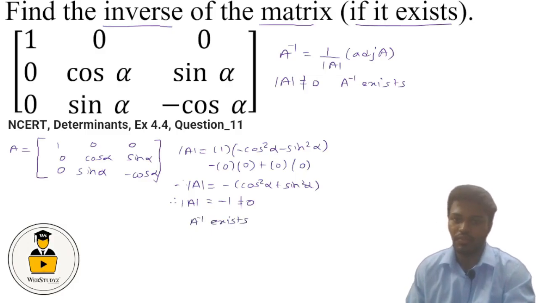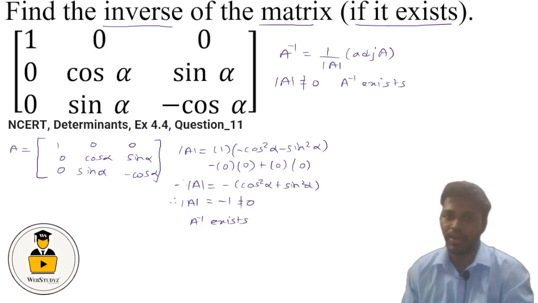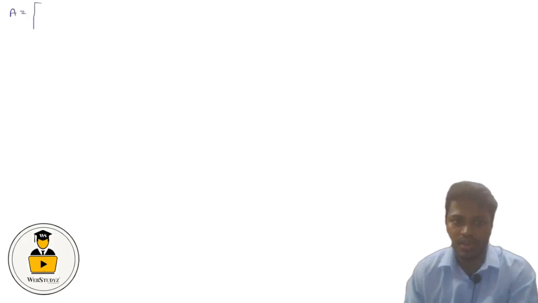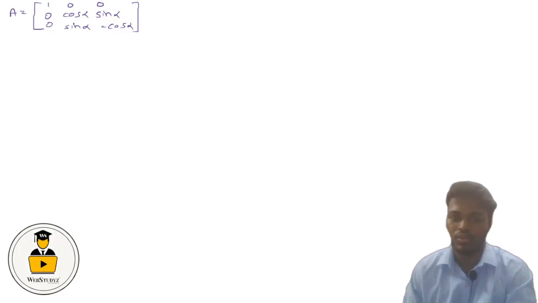So we will calculate the inverse now. In order to calculate the inverse, we need to calculate the adjoint of A. For the adjoint, we will calculate the cofactor matrix, and by taking the transpose of the cofactor matrix, we will get the adjoint of A. So for the cofactor matrix, first let us write down the matrix here: 1 0 0, 0 cos alpha sin alpha, 0 sin alpha minus cos alpha. First we will calculate the minors.